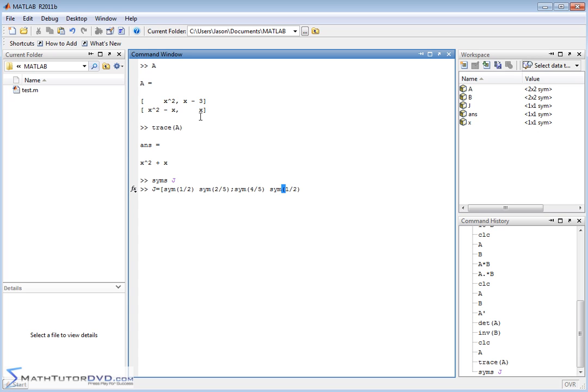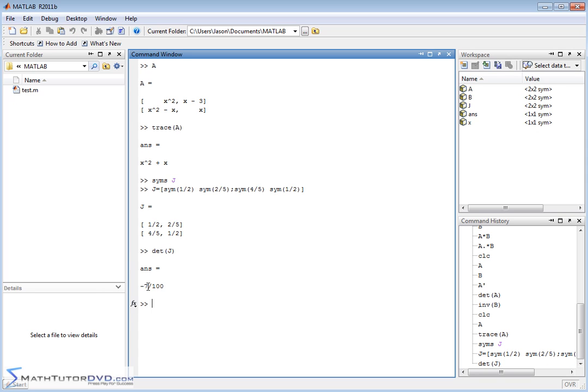So you see, now I've created a matrix with numbers. The only difference is I put symbols and wrapped everything in symbols, so MATLAB knows that these are now symbols. So I have 1/2, 2/5, 4/5, and 1/2. So if I do something like take the determinant of J, then I'm going to get a fractional answer back. It's going to try to keep it exact. It's not going to convert any of these to decimals and truncate anything. If I do an inverse of J, I'm going to get some matrix back that's going to have fractions.